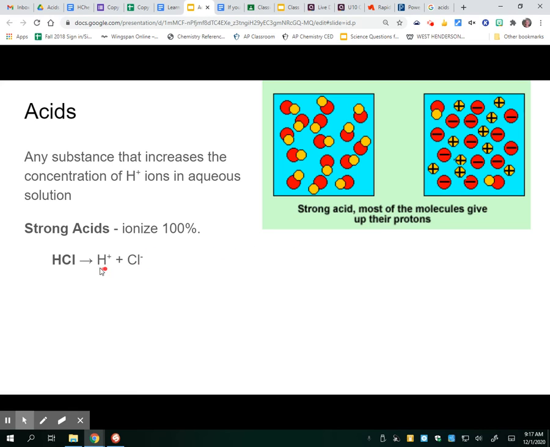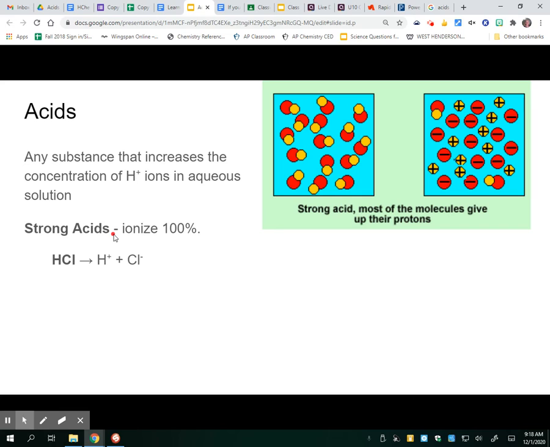Now, I want to mention something about this H+. This hydrogen ion is super attractive. I mean, so attractive, it will not spend a lot of time by itself. In a world where atoms are surrounded by electrons, H+ is just this positive proton floating around. So that's the reason it's so attractive.